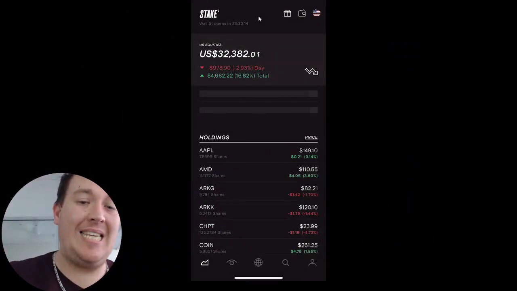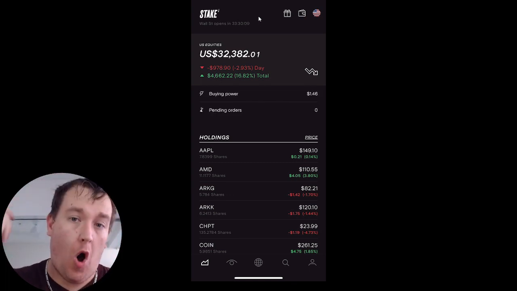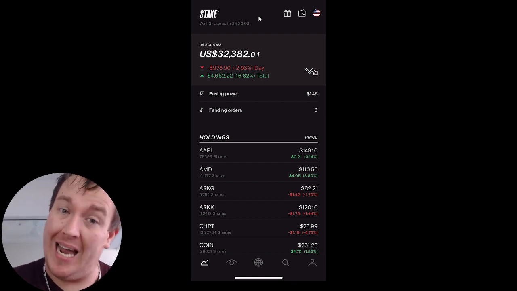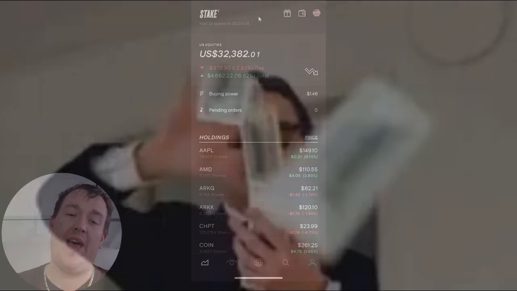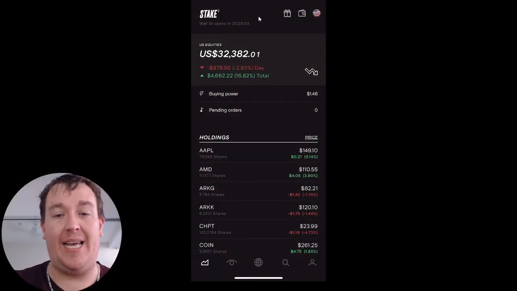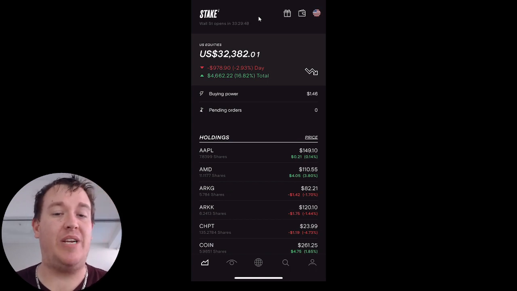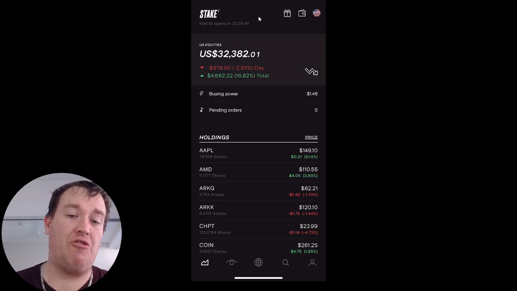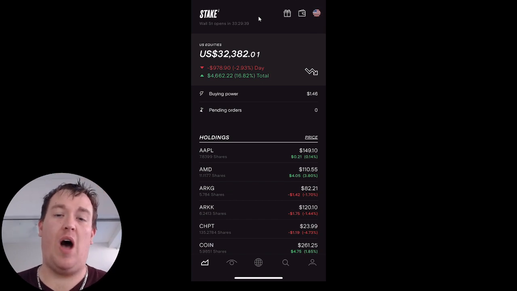All right, everyone, let's jump in. Let's have a look at the platform and see what it looks like when you're on your iOS device. I'm currently on an iPhone. Android may look a little bit different, but first of all, as you can see, I currently have 32,382 US dollars worth of equities. It was a terrible day for me last trading day, down $978. But as you can see, I'm still currently up $4,662, which is a 16% increase since I started.